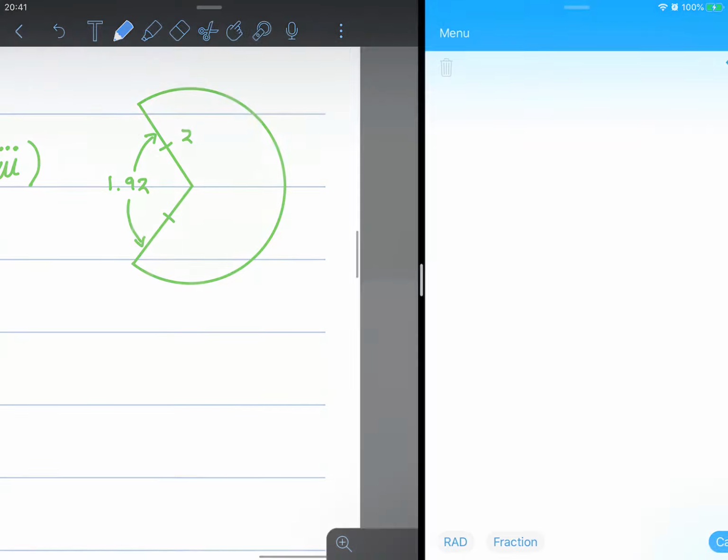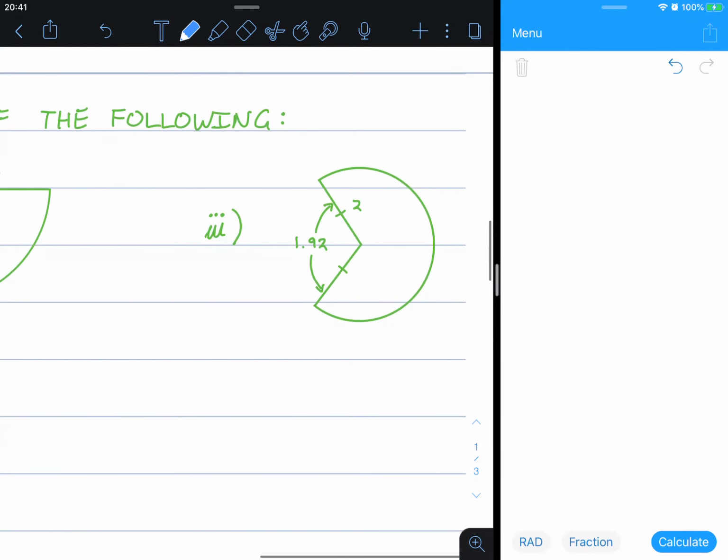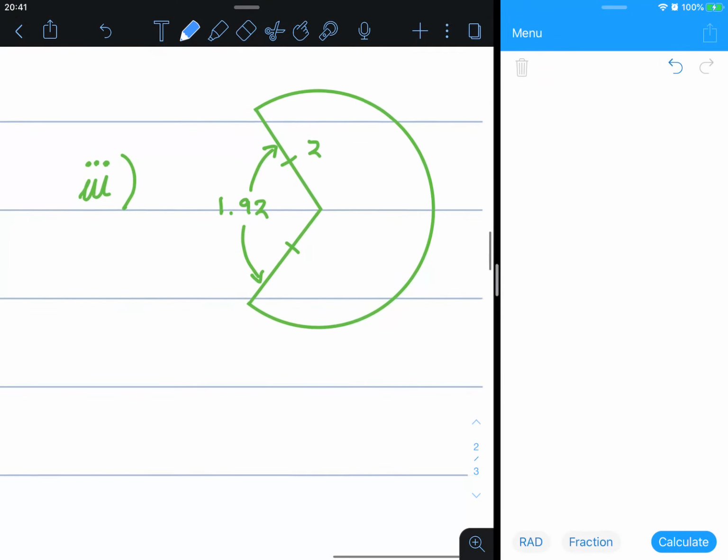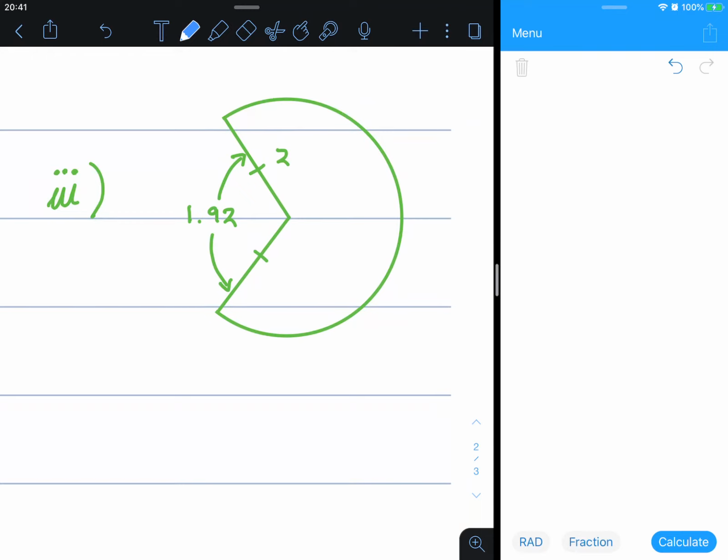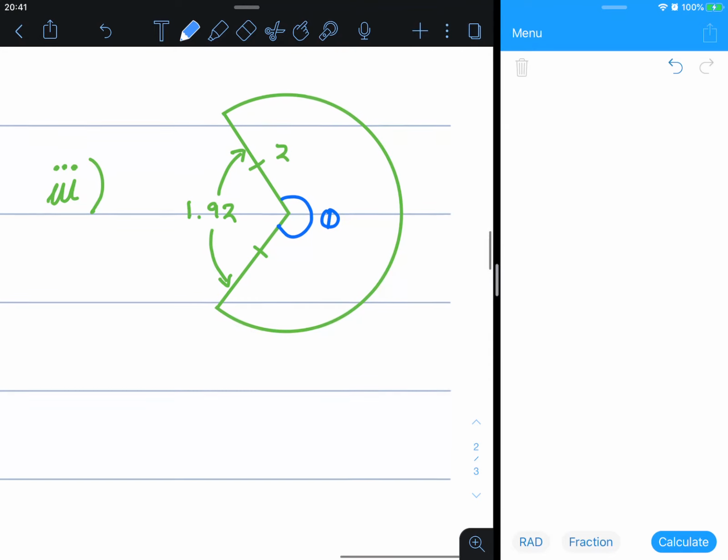Now let's take a look here. For this example, we're given this angle on the outside of the sector. What we really need is this angle here, angle theta. That's because we want to calculate that curve length along the edge.